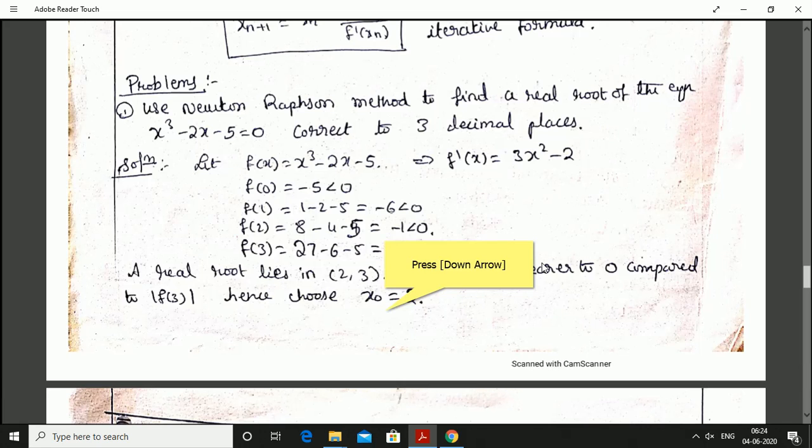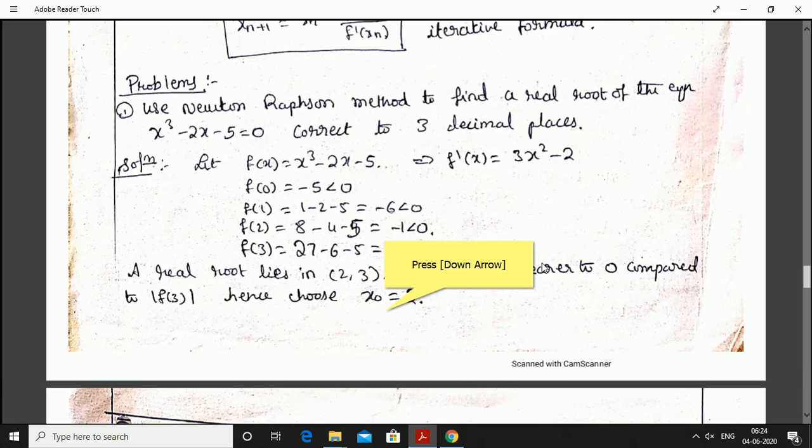Among 2 and 3, the root is either nearer to 2 or nearer to 3. How to select the initial approximation to the root? Look at the f of 2 and f of 3 values. Modulus of f of 2 is equal to 1, modulus of f of 3 is equal to 16. Among 1 and 16, 1 is nearer to 0. So modulus of f of 2 is nearer to 0 compared to modulus of f of 3. Hence, we'll choose the initial approximation to the root as 2.